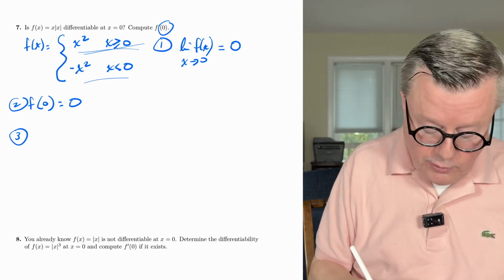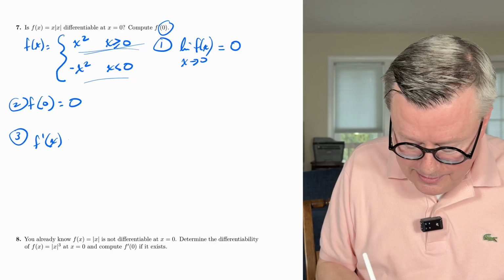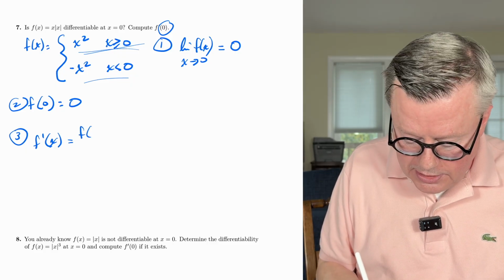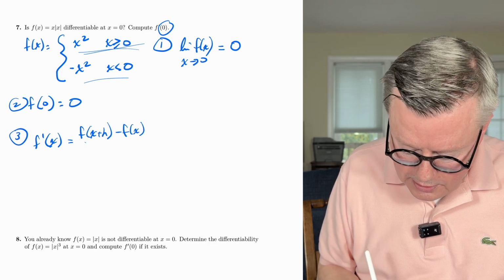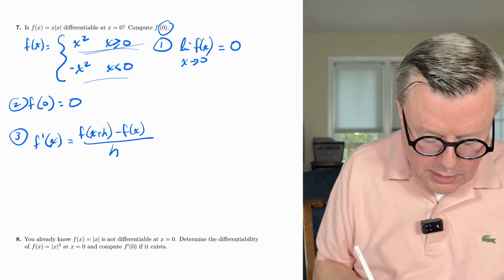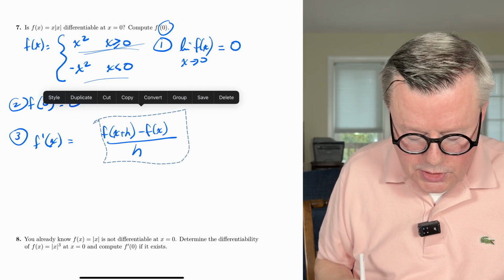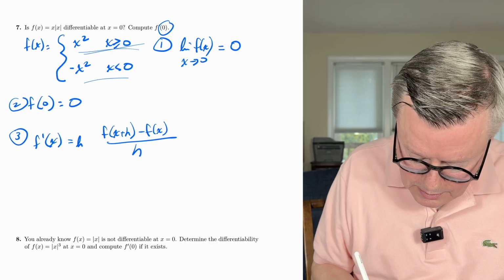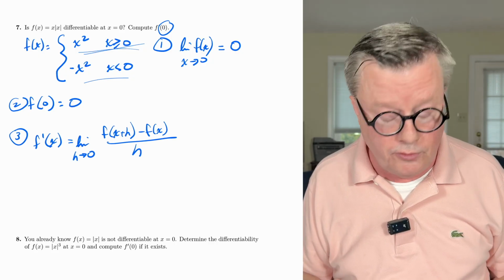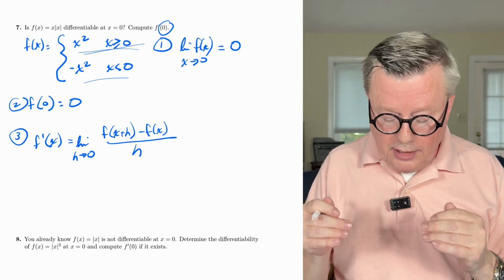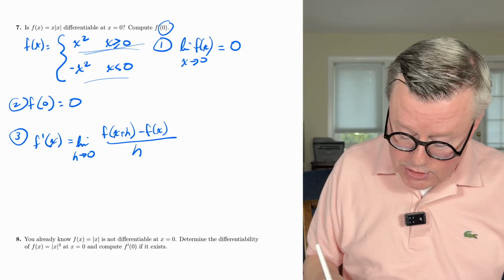What does the definition of derivative tell us? It tells us that the derivative of this function is f of x plus h minus f of x divided by h. And of course, I wrote that wrong. I left out the important part, which is the limit as h goes to 0 of that fraction. So that's the definition of derivative. Once I evaluate this, I will have the value of the derivative at 0.